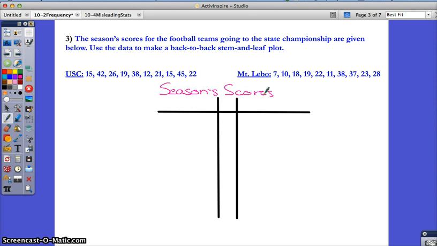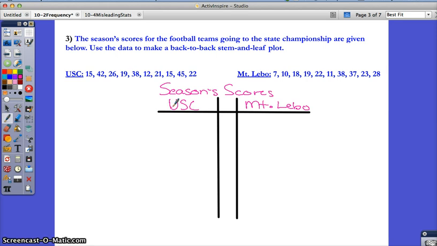Okay, and it doesn't matter which team you put on either side. The stem is going to go down the middle, so I'm just going to keep USC on the left and Mount Lebo on the right. I'm going to do the stem and leaf for USC's data, and then you're going to finish it off with Mount Lebo, and then you'll check it with mine.